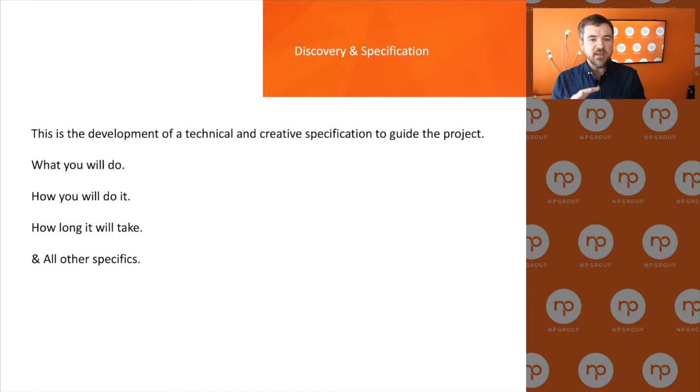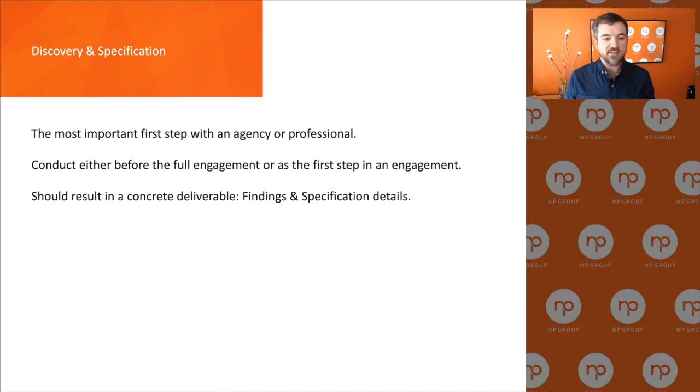So finally, discovery and specification. This is the all-important blueprint. This is the development of a technical and creative specification, as I write here, to guide your project. Everything that comes out of discovery is what you're going to build and what the end deliverable is going to look like. So what you're going to do, how you're going to do it, and how long it's going to take, and also what will it cost. That is what you're trying to accomplish through a discovery process.